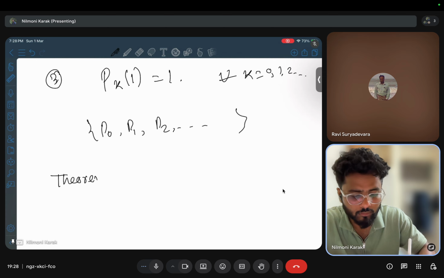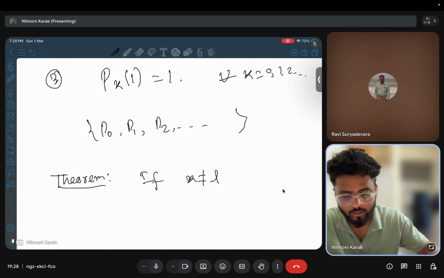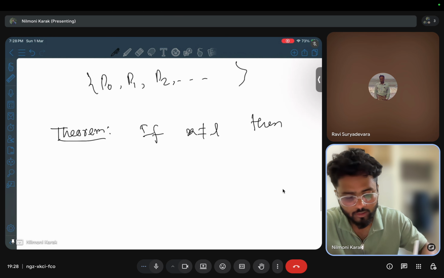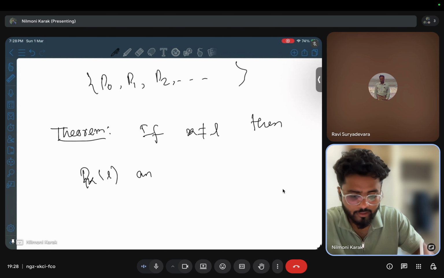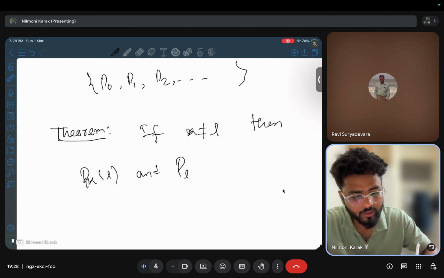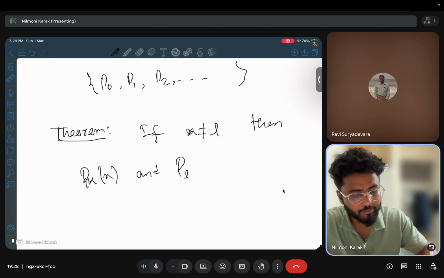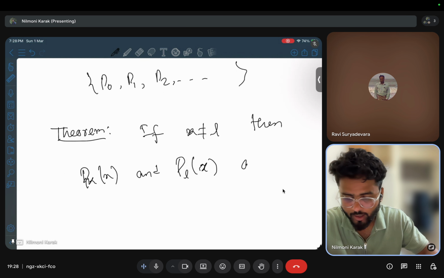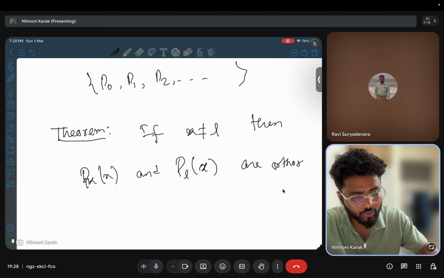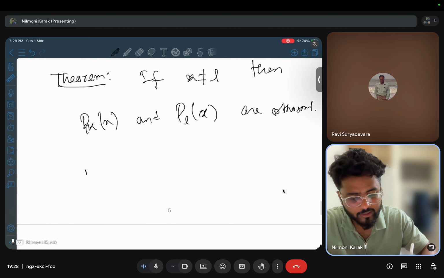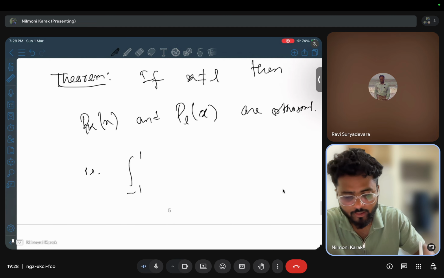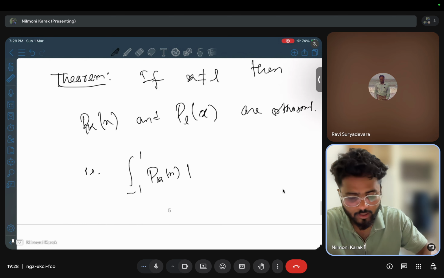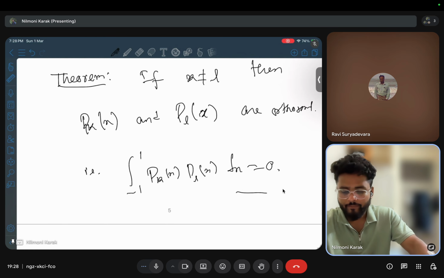This theorem should be there, right? If k not equal to l, then P_k(x) and P_l(x) are orthogonal. That is, the integral from -1 to 1 of P_k(x) P_l(x) dx equals 0. Got it?